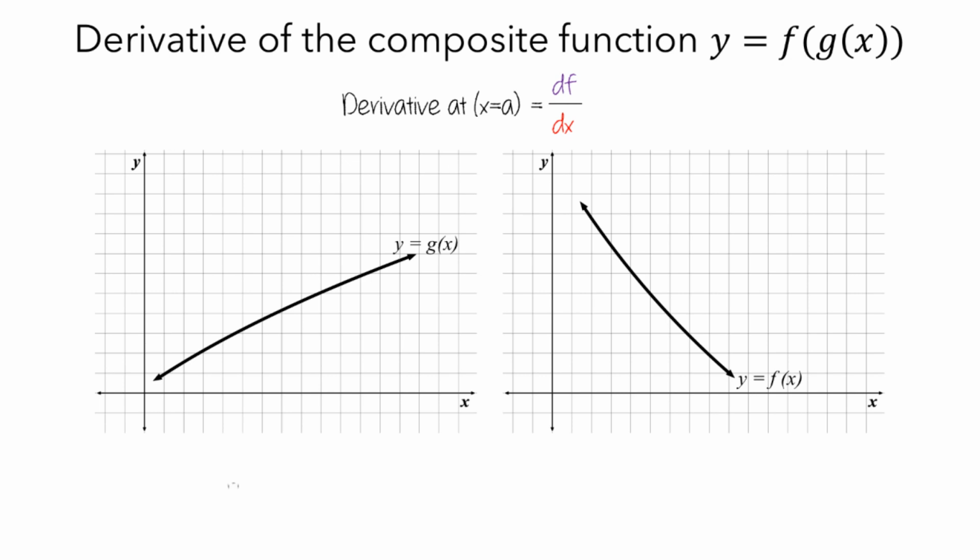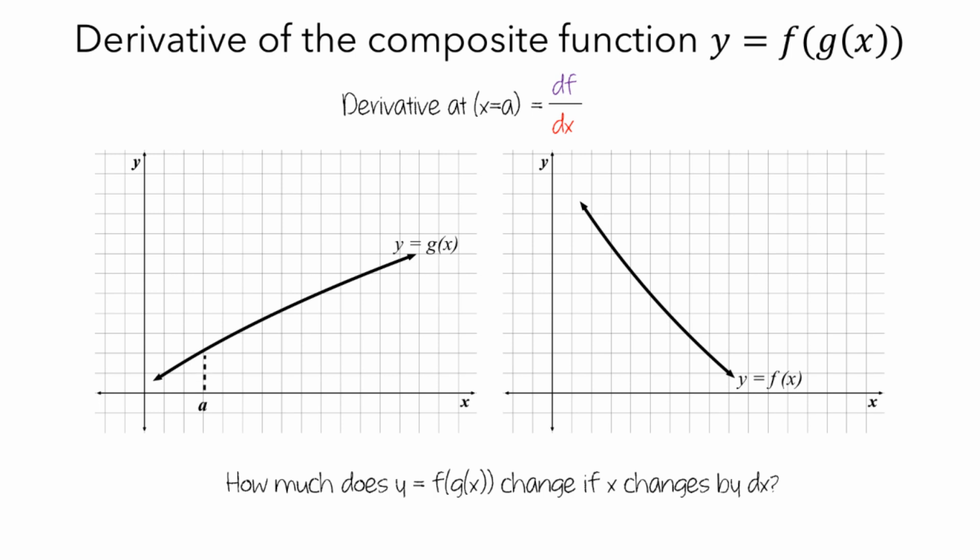So we want to know how much the output of the composite function changes as the input changes by the really small amount dx. Let's mark off x equals a on the graph of g of x, and we'll show how x changes by a small amount dx. Since we've zoomed in far enough for the graph of g of x to look linear, with slope equal to g prime of a, the corresponding change in g of x is equal to g prime of a times dx.